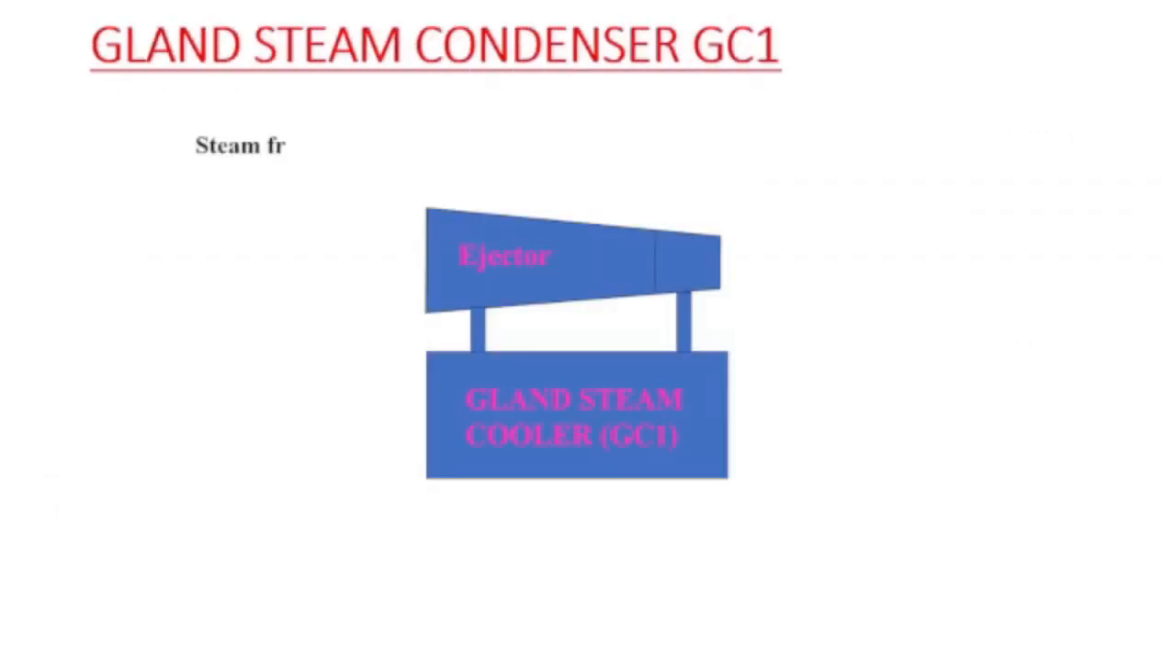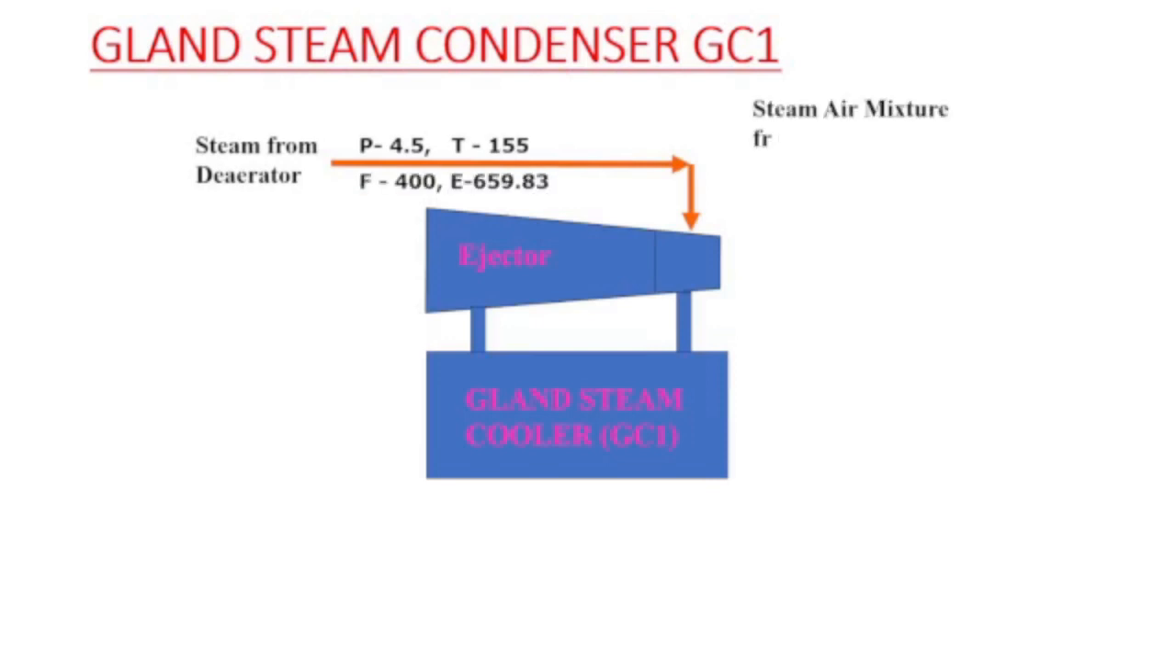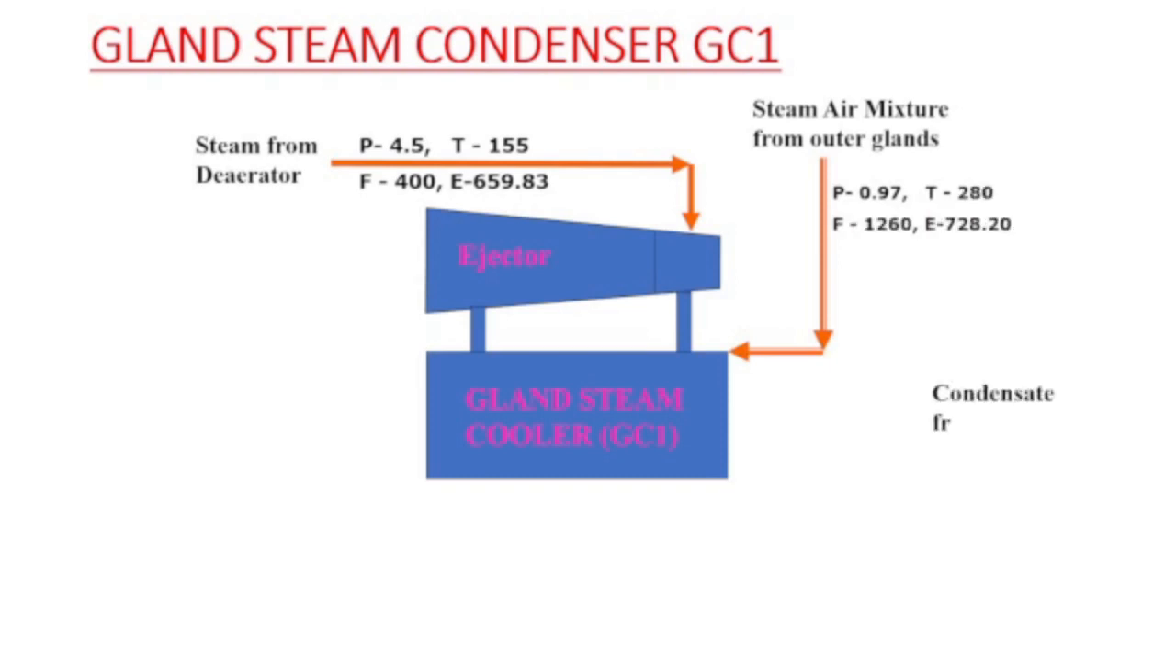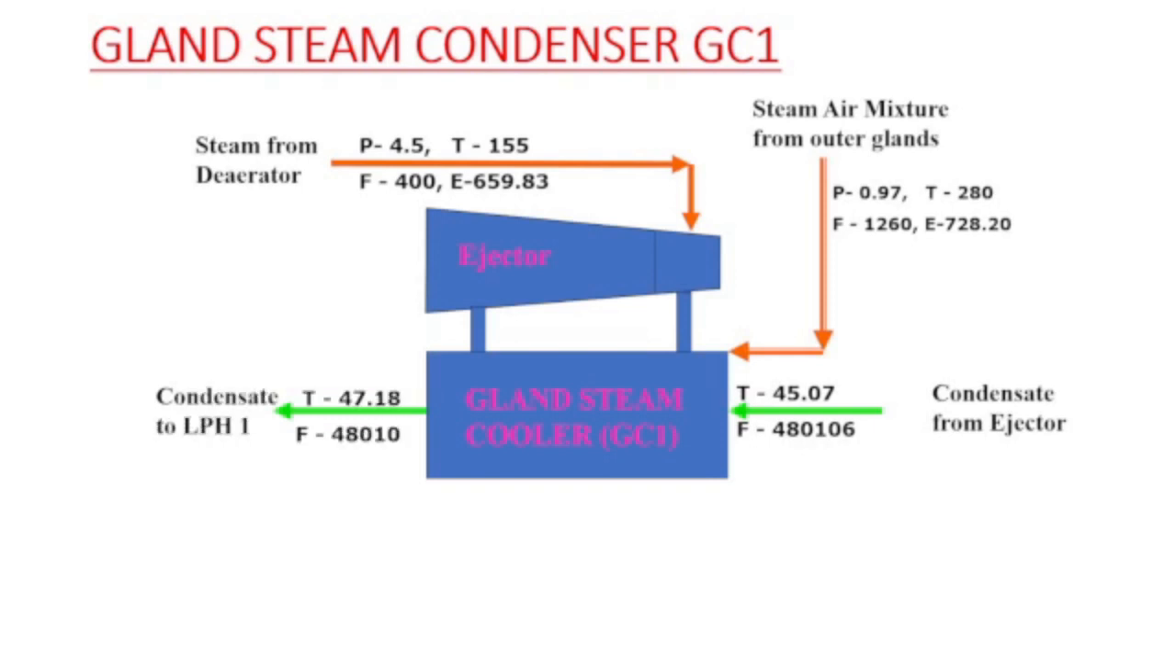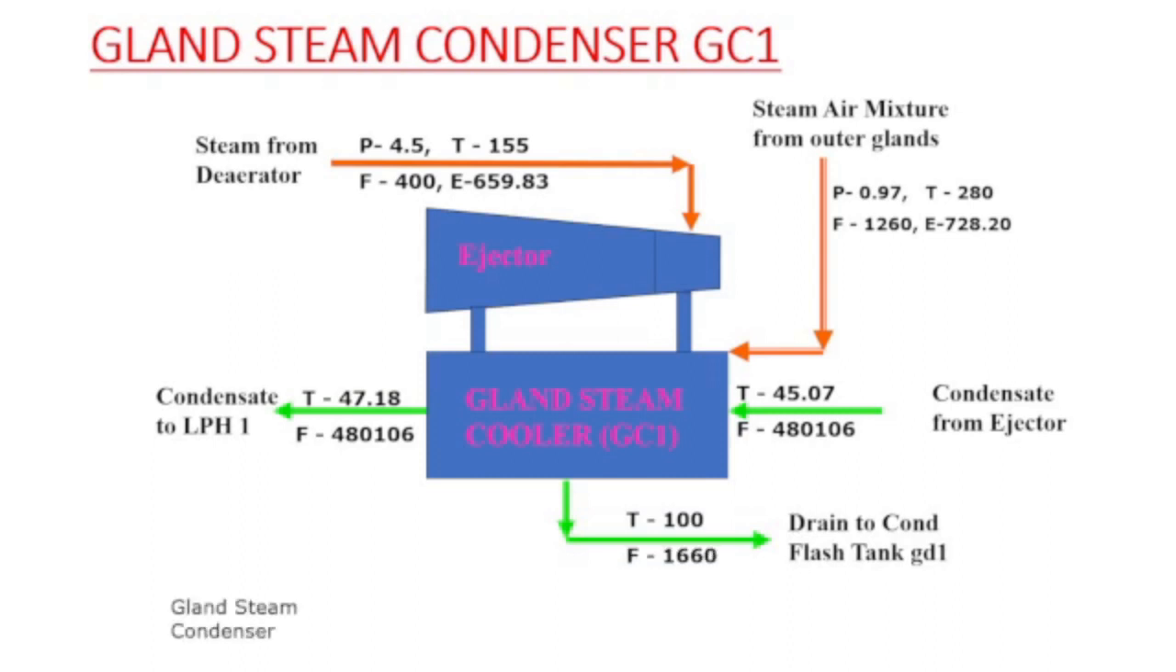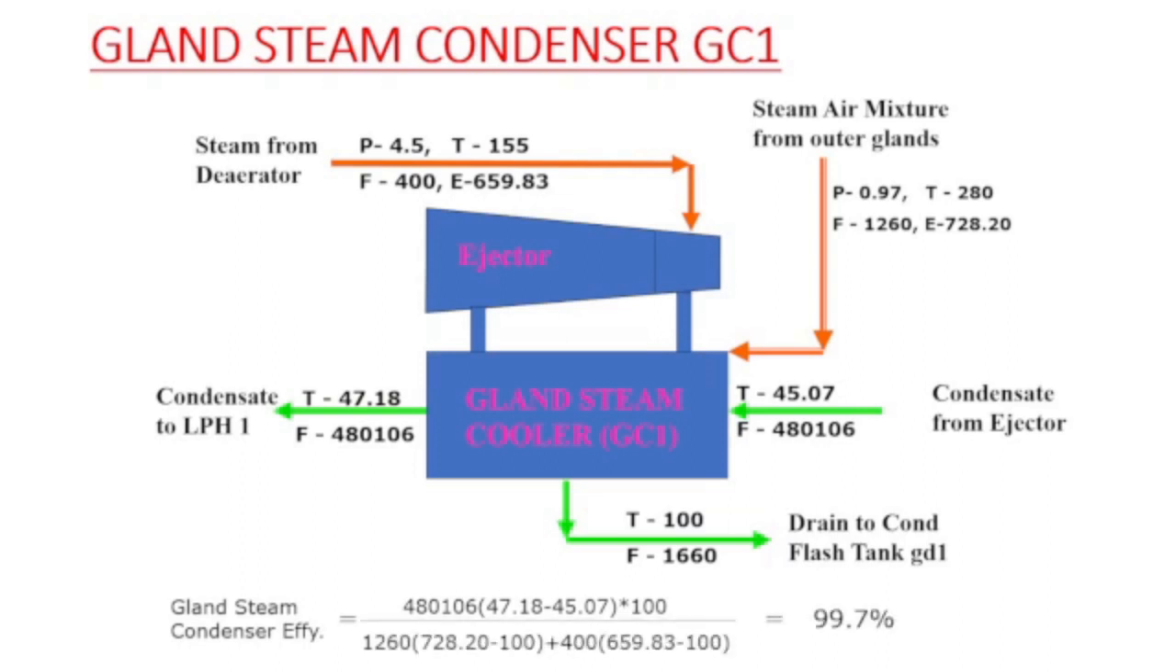Next in the regenerative system comes the gland steam condenser GC1. We are using steam for the glands, and that steam, when supplied to the glands, comes out from the glands as an air steam mixture from the outer glands of the steam turbine. Again, steam is also supplied from the deaerator for the ejector for making some vacuum, so that the steam air mixture comes from the outer glands. Both these inputs, the pressure and temperature, are shown there.